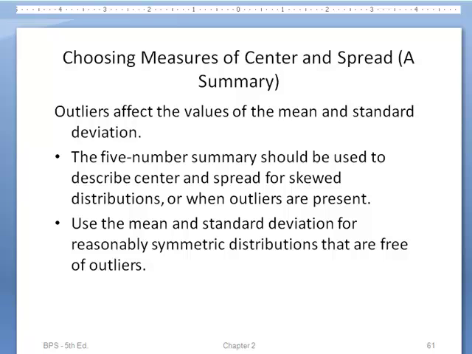Now, choosing a measure of center and spread: outliers affect the values of the mean and standard deviation, so if you have that, or you have skewed data, your 5-number summary should be used to describe the center and spread. Now you use the mean and standard deviation if your distribution is reasonably symmetric.